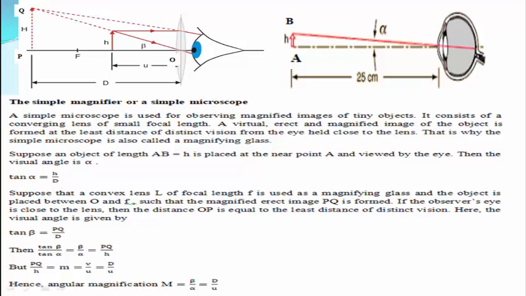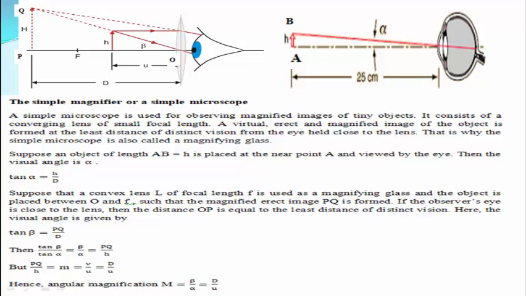A simple microscope is used for observing magnified images of tiny objects. It consists of a converging lens of small focal length. A virtual, erect and magnified image of the object is formed at the least distance of distinct vision from the eye, held close to the lens. That is why the simple microscope is also called a magnifying glass.